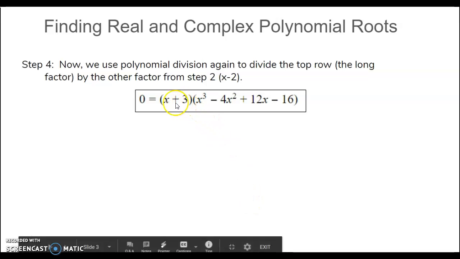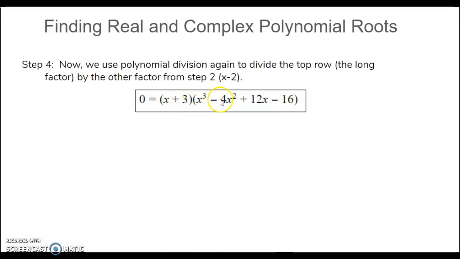So in the last slide, I said x plus 3 plus this stuff. It's x plus 3 times x cubed minus 4x squared plus 12x minus 16. So I apologize for the confusion there.